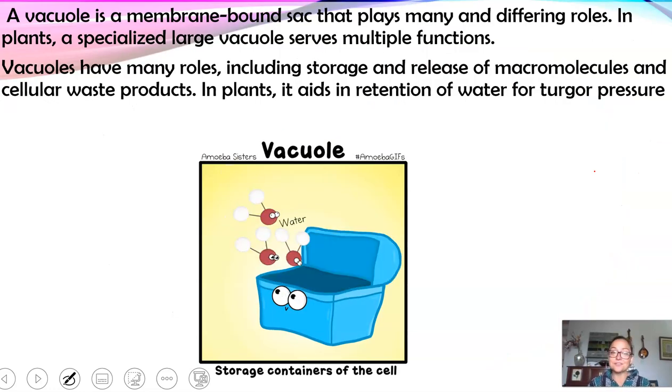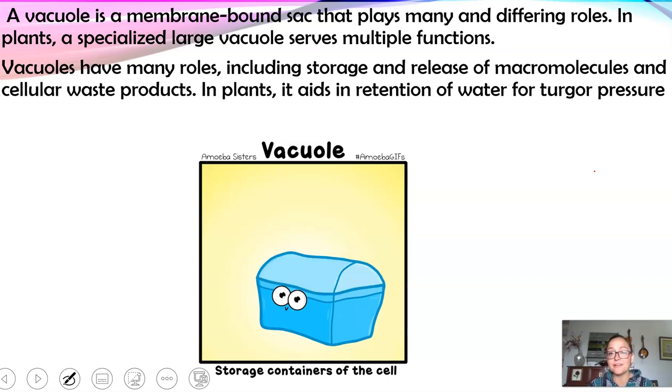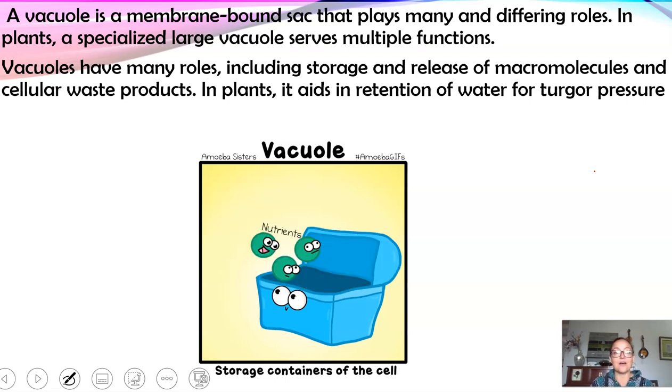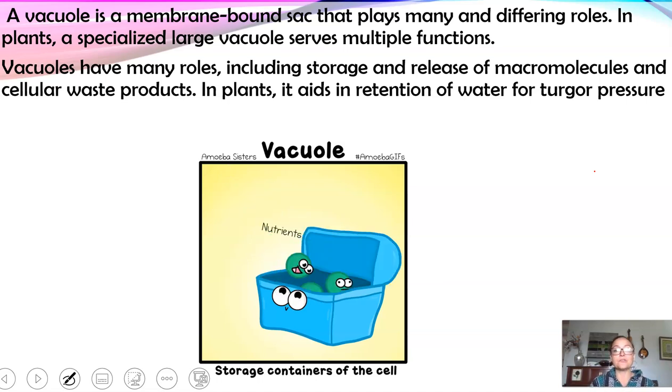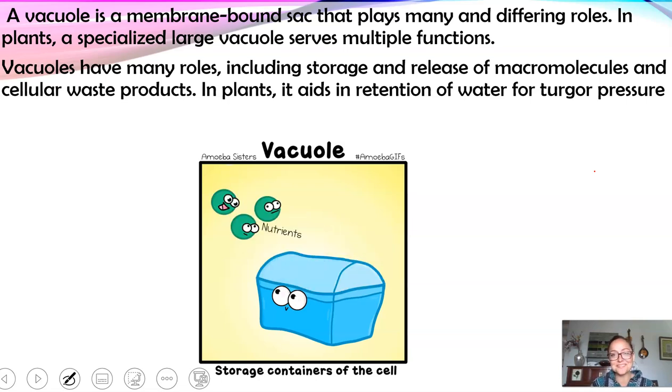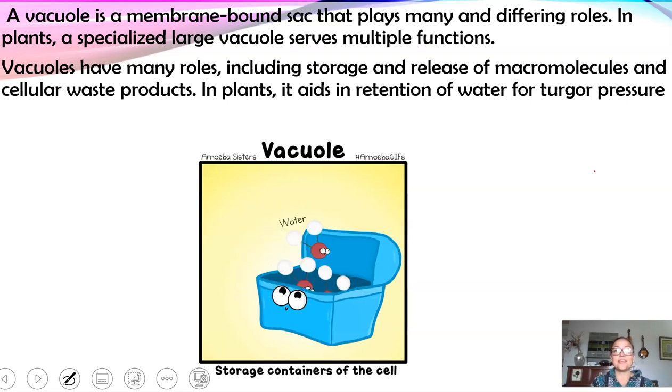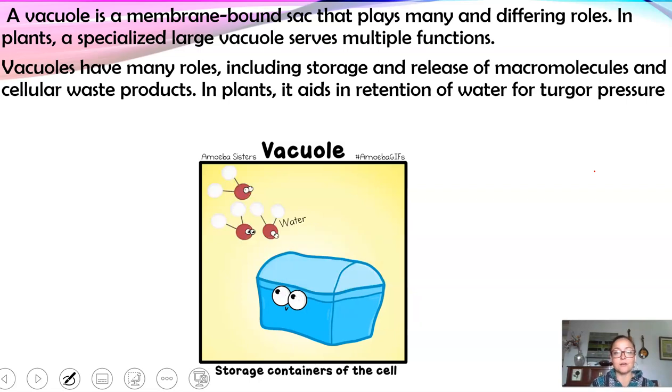Then we have vacuoles. Vacuoles are also membrane bound, meaning they're surrounded in a lipid bilayer, and they have many roles. In plants, they serve multiple functions. Now, we always think about them as just storing water, but the vacuoles can also store macromolecules as well as waste products. And so that vacuole is not just like a water tank. It can also store ions.